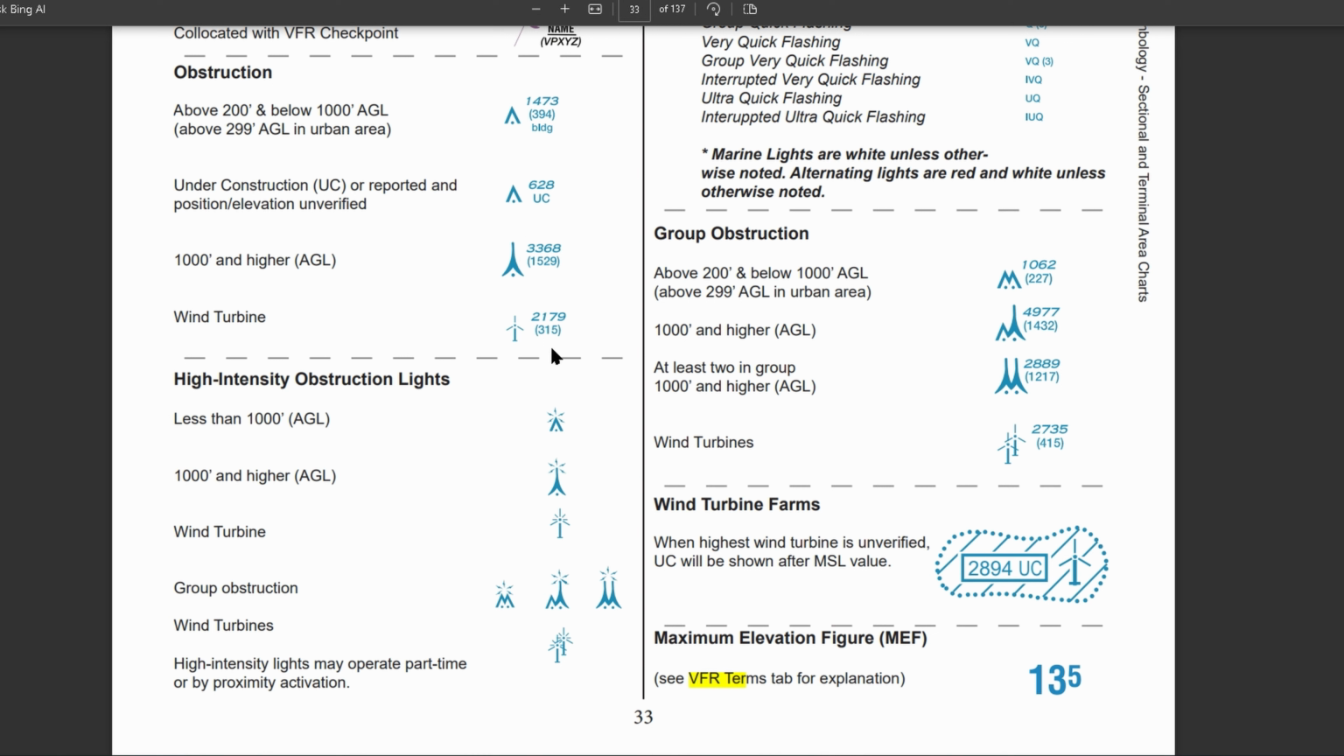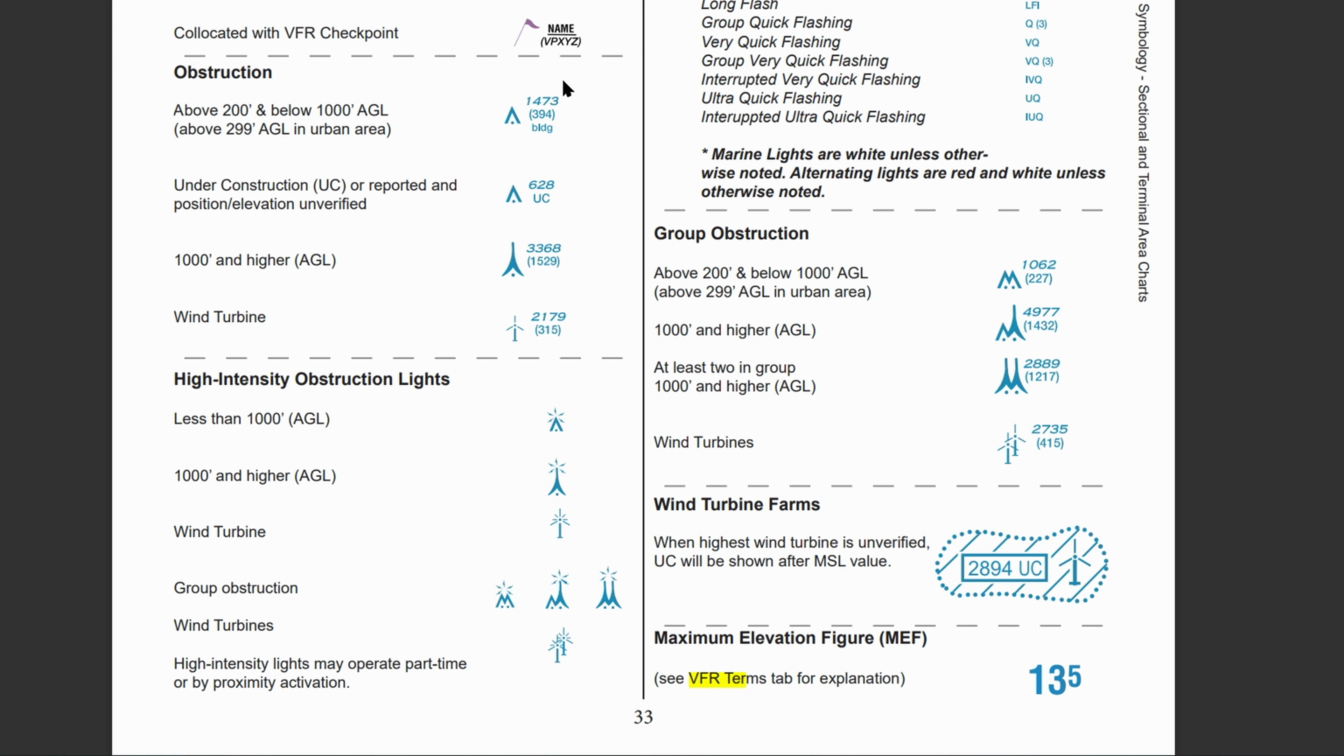You have wind turbines as well, and they are represented with something that looks like a wind turbine. You can see these numbers next to these. What are these? The number on top means MSL, mean sea level. That's how much it is above sea level. If you look to the right of these, you can see a bunch of numbers. Now, what are these numbers? Well, the number on top is MSL, mean sea level. That's why it's so big. This bottom one in parentheses is smaller. It is above ground level. It's not always given, like for here, it's not given. This one is given as 394 feet above ground level. This one is at 1,529 feet above ground level, and these windmills, the tallest turbine, would be 315 feet above ground level, while it's 2,179 feet above sea level.